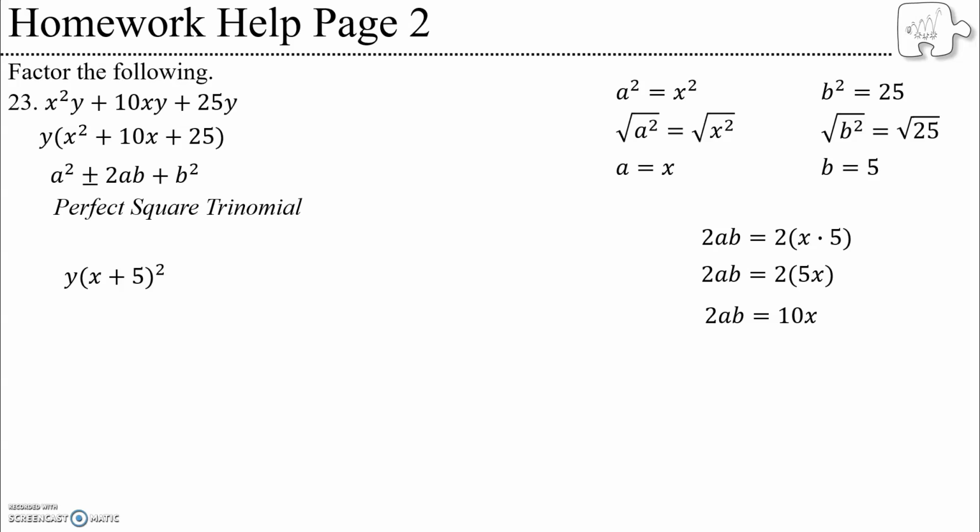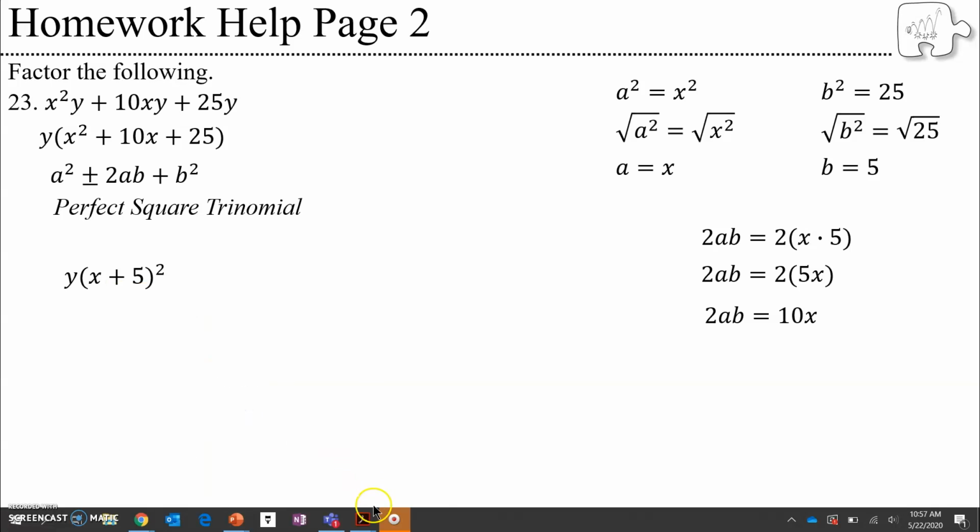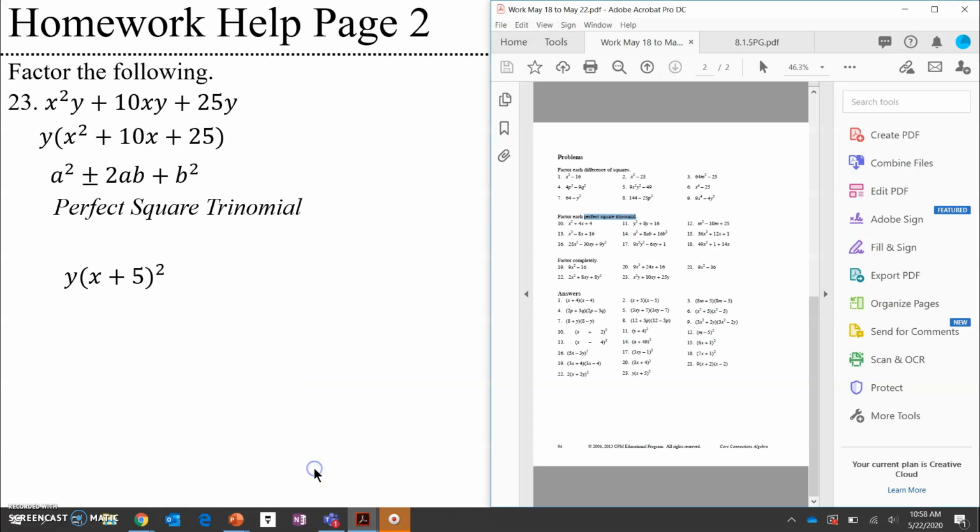So remember, this was 23. You should have left some space to do 21 and 22. And remember, you want to think about what numbers you can pull out. What goes into 9x squared and 36? What goes into 2x squared, 8xy, and 8y squared? And then other than that, you guys are done.